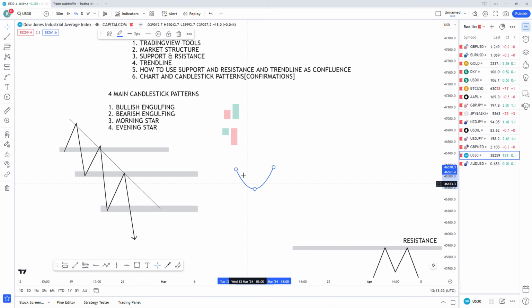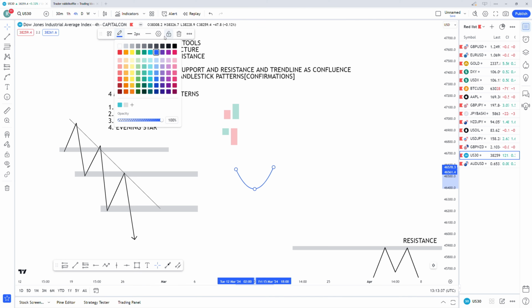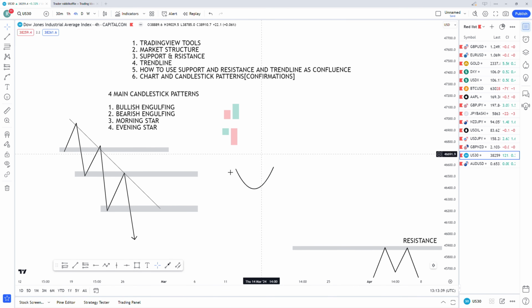And the morning star, since it's like a U going to the upside, obviously use it for what? When you are buying. You understand? Use that for when you're buying. So let me draw that out.